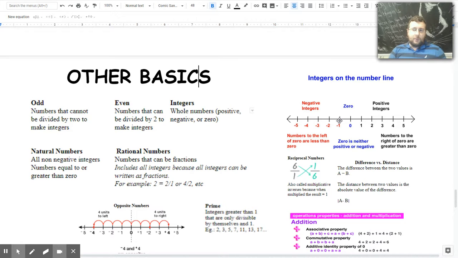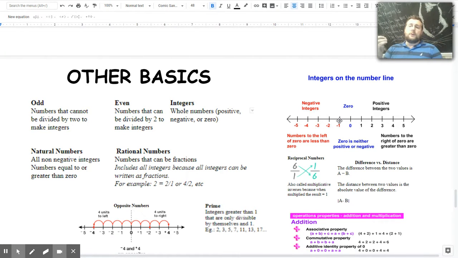Odd numbers, remember, are numbers that you cannot divide by 2 to make whole numbers. So those will all be things like 3 and 1 and 5 and so forth. Versus the even numbers, which are numbers which you can divide by 2 to make integers, or whole numbers. That's what an integer is. That's another definition. An integer is a whole number, positive, negative, or zero, right? No fractions, no decimals. It's just a whole number, right?